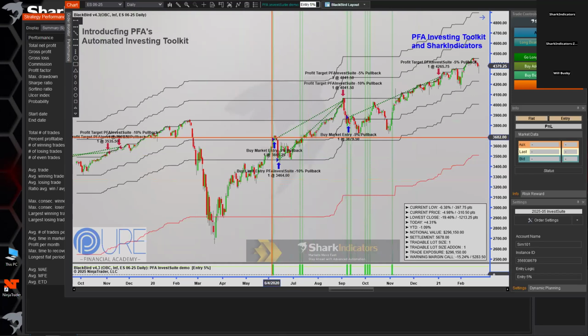And there's a couple more, another 5% and 10% entry there. Again, remember, these are conservative signals.